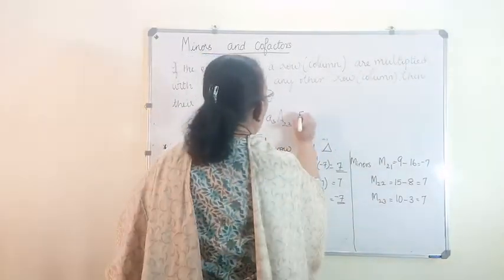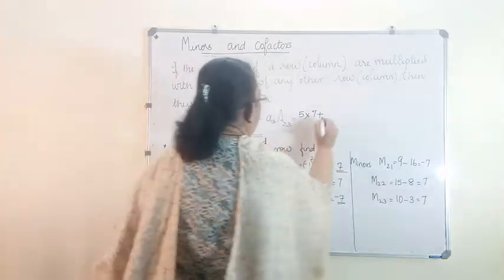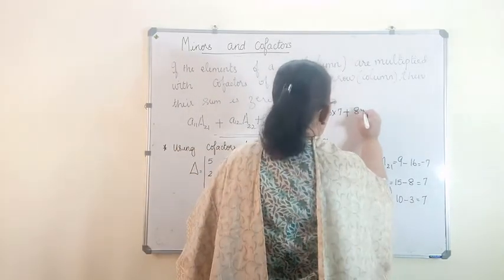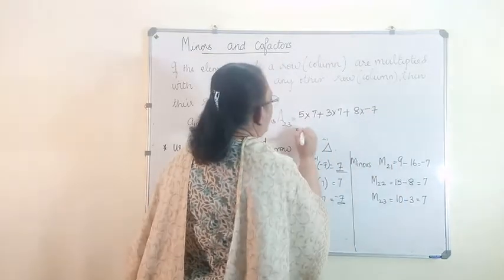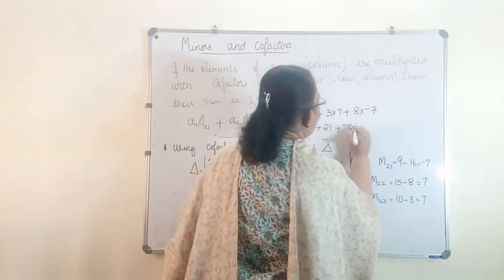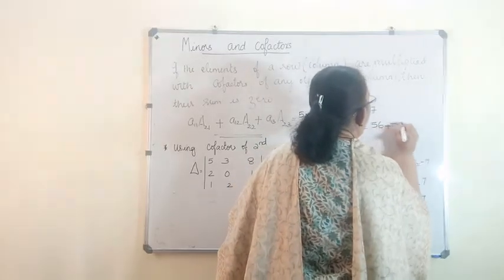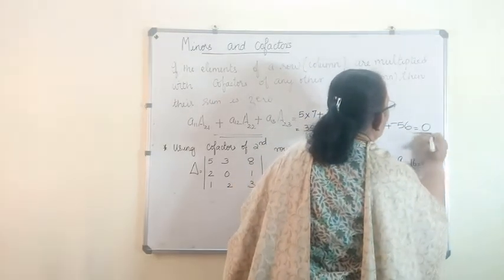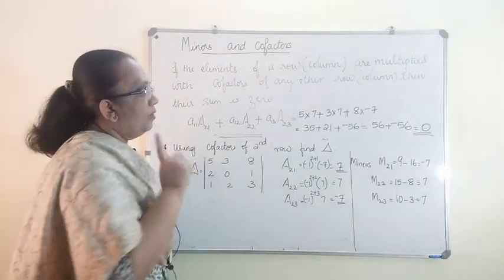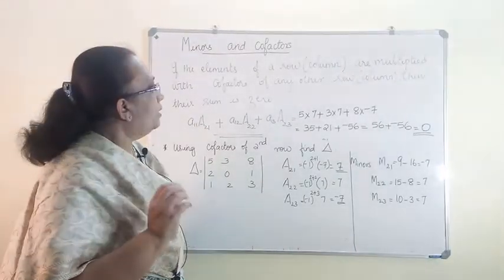A11 is equal to 5 into A21, which is 7, plus 3 into 7 plus 8 into minus 7. 5 into 7 is 35, plus 21, plus minus 56. 35 plus 21 is 56, plus minus 56 is equal to 0. So this is a property. I hope you got it. If the elements of a row or column are multiplied with the cofactors of any other row or column, the sum is zero.